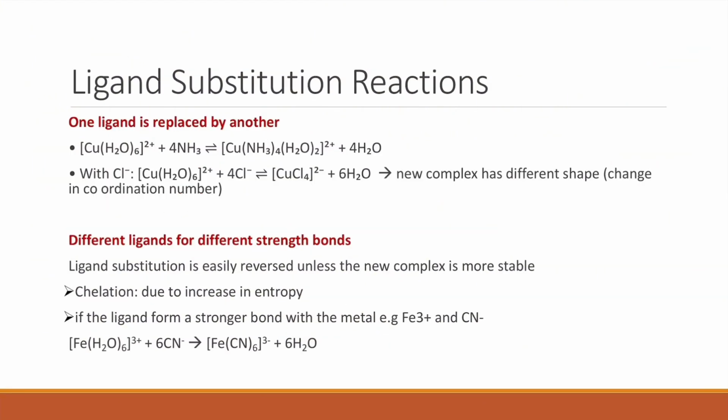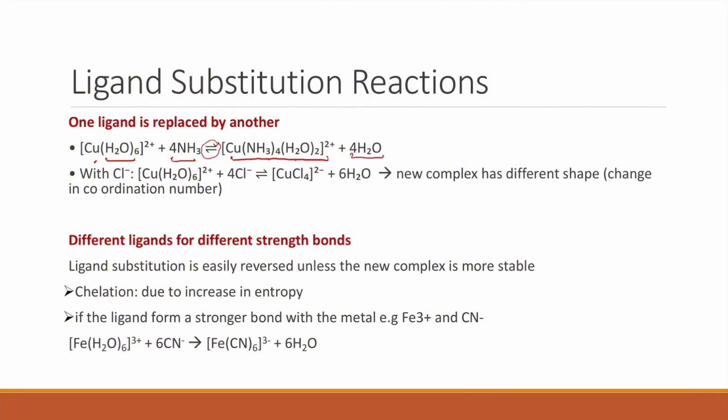Ligand substitution reaction. One ligand can be replaced by another ligand. This is usually, as you can see here, a reversible reaction. For example, you could have the aqua ion of copper, which is surrounded by 6 molecules of water, reacting with ammonia. That will give you this colored complex here, which is the copper with 4 of the ammonia and 2 of the water, substituting 4 of the water molecules.